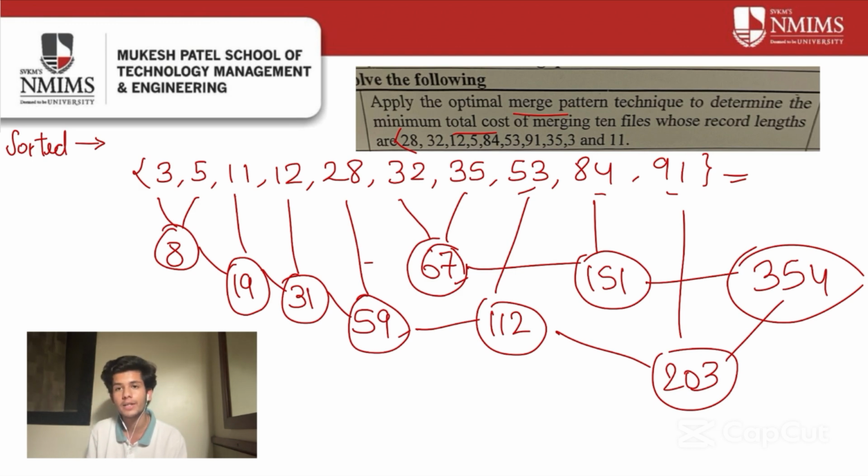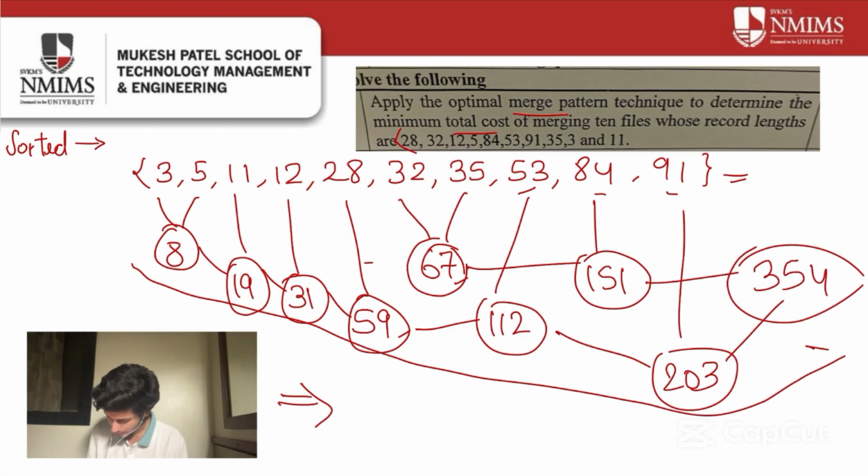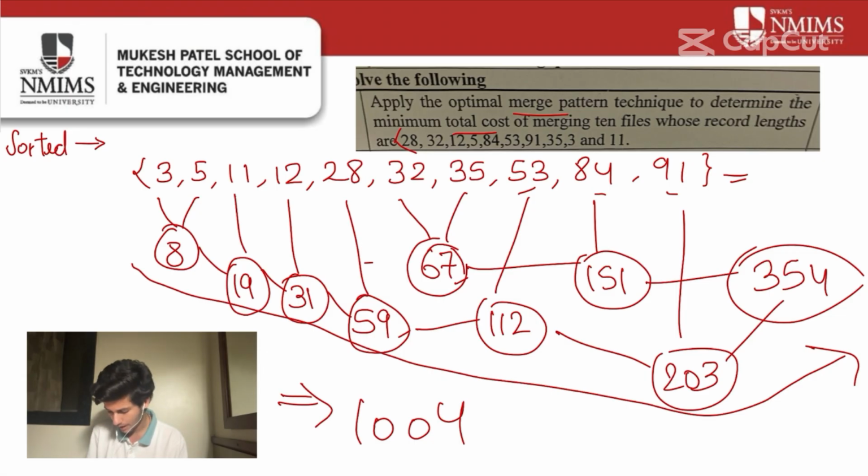Now to calculate the total minimum cost, as I've told you earlier, we have to add all these entities in the circle. Adding them you will get 1004. This is your answer to the problem, and this is your total minimum cost.